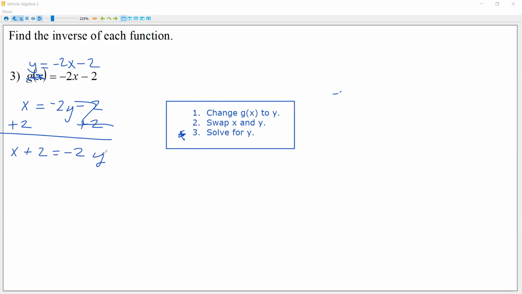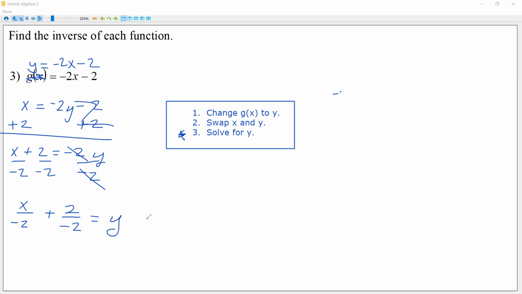So I'm almost down to solving for y. I just need to get rid of that negative 2. So since it's negative 2 times y, I need to do the opposite. So I'm going to divide everything by negative 2. So I've got x over negative 2, plus 2 divided by negative 2, which I need to simplify, equals y.